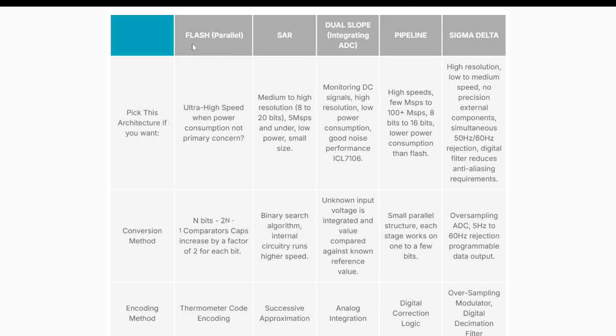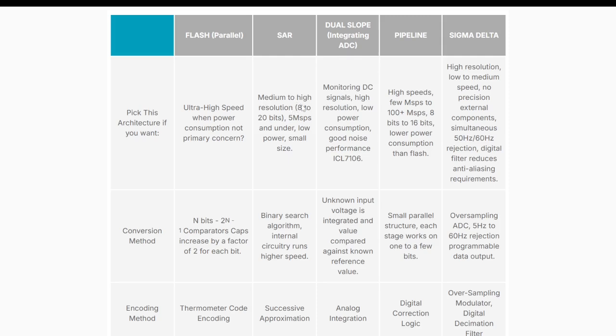So when should we use a flash ADC? When we need a very high speed conversion rate and power consumption is not an issue. So we are not concerned about how much power it's going to consume for analog to digital conversion. At that time, we'll use a flash ADC. But if we are concerned about power consumption, then SAR is a very optimum choice, compared even to sigma delta. Okay. So when we use a SAR ADC, SAR stands for successive approximation register.